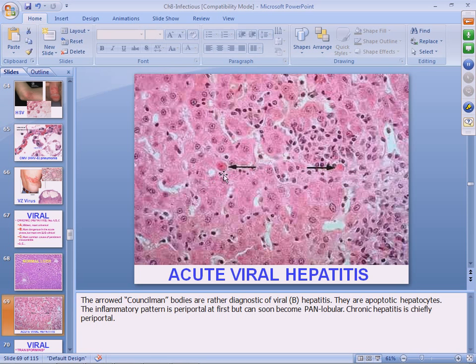So the name for these apoptotic hepatocytes in hepatitis is Councilman bodies. And of course, I would love to tell you that Councilman bodies are diagnostic for hepatitis B, but that's not true. They've been reported in just about every type of hepatitis. They're just most commonly seen in hepatitis B.